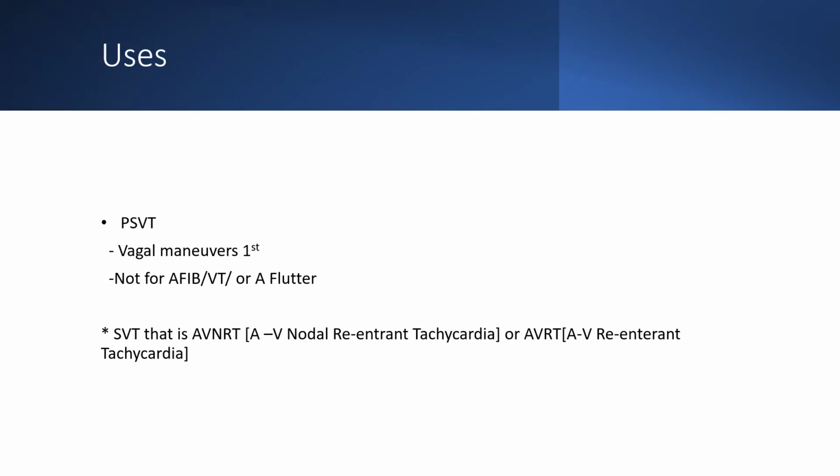Uses. You can use adenosine to handle paroxysmal supraventricular tachycardia. But if you are dealing with that, first thing first, please, have vagal maneuvers first. Then be sure there is no atrial fibrillation or atrial flutter. In the case of supraventricular tachycardia, that is AV nodal re-entrant tachycardia or AV re-entrant tachycardia, you can use adenosine.